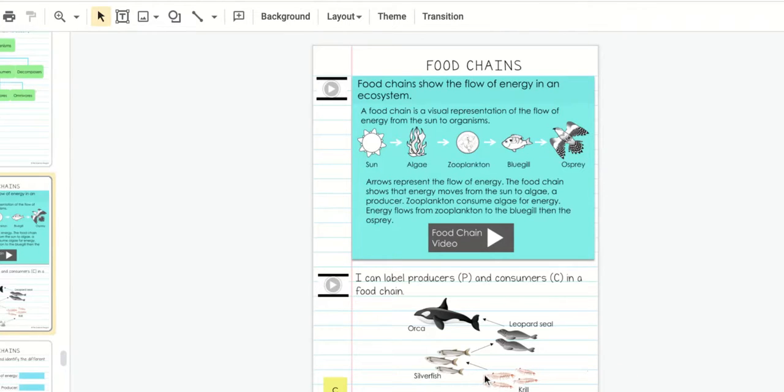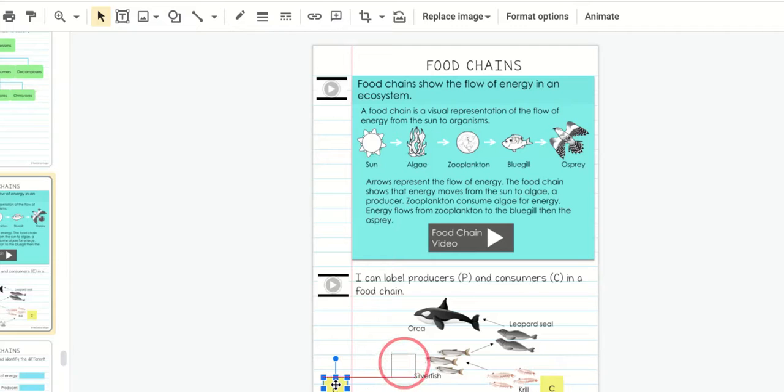Since krill are animals that eat the phytoplankton, they would then be a consumer. Then krill get eaten up by the silverfish, which would be a second consumer. Then those fish are then eaten by leopard seals. So leopard seals would also be a consumer. And then finally, those leopard seals are eaten by orcas, which would be our final consumer.